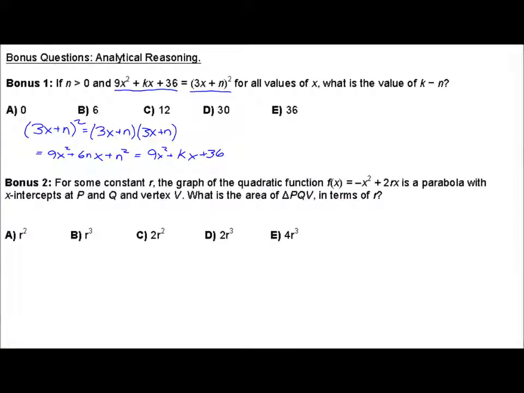So what this tells me is because those two are equal, their coefficients all have to correspond. They all have to be equal. In other words, let me color code this for a sec. 6n, that value, is the same as k, since they're in the same positions. n squared has the same value as 36. Let's take that, because that gives us an actual value for n. If n squared is 36, take the square root of both sides, so n must be equal to positive 6. And it's only positive 6 because of this: n is greater than 0. n can't be a negative number.